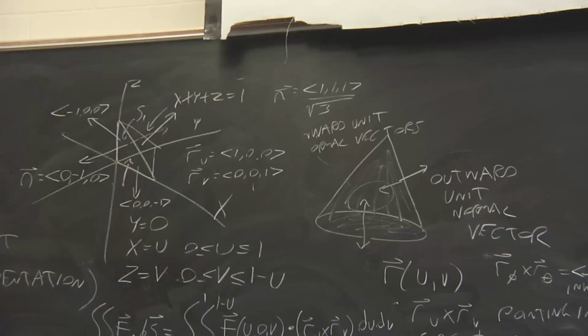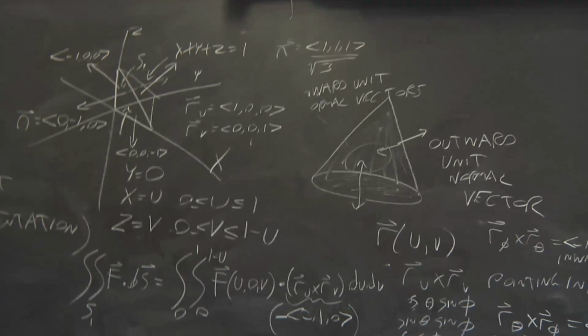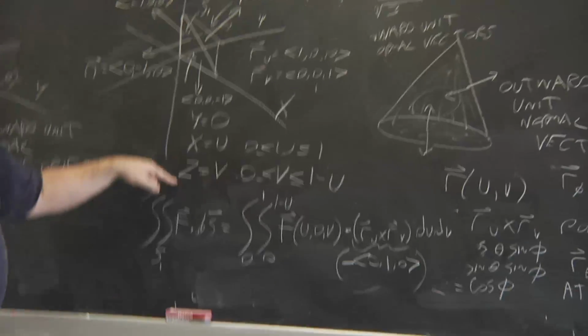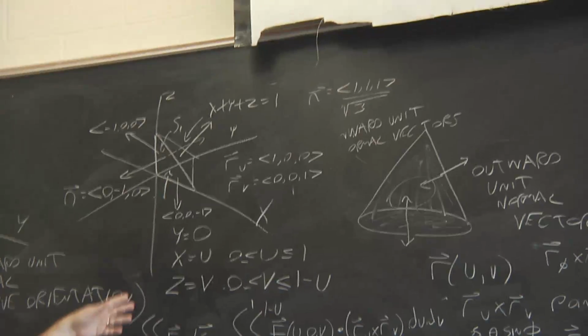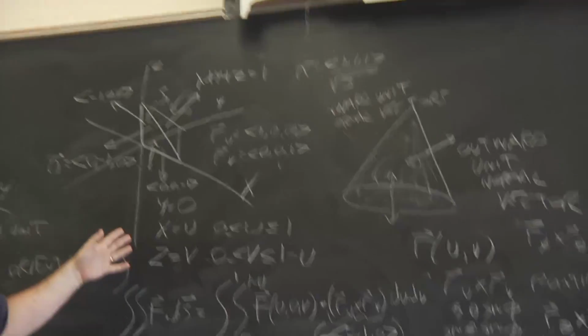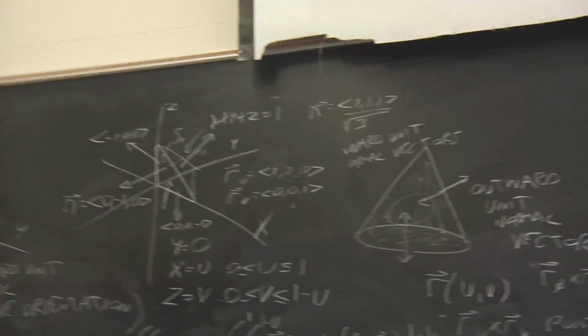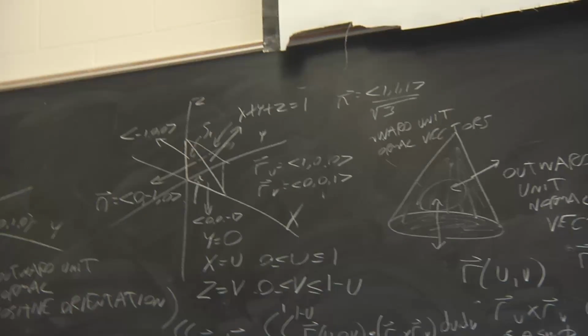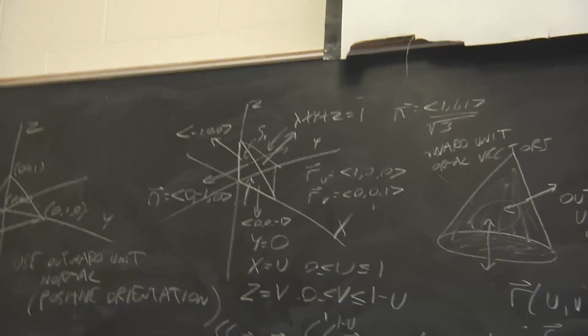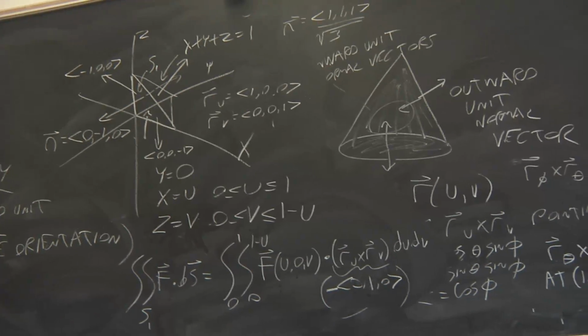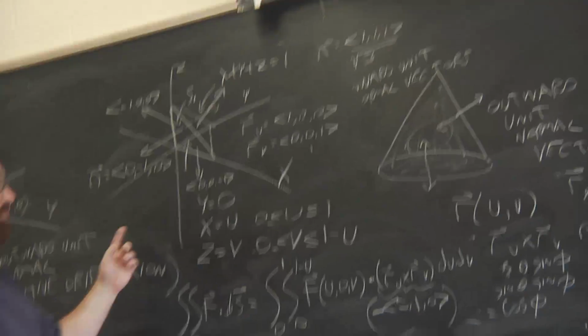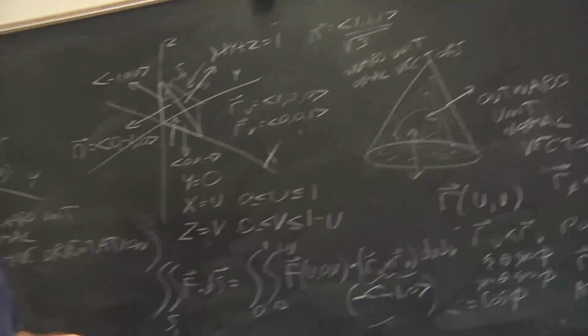So what you really need to do is what we did here: parameterize all four sides individually, compute your normal vector, and make sure it has the right orientation. For that, you need an understanding of what you're integrating over, geometrically, visually. Then you can make sure your orientation is right, so that the sign of your integral will be right.